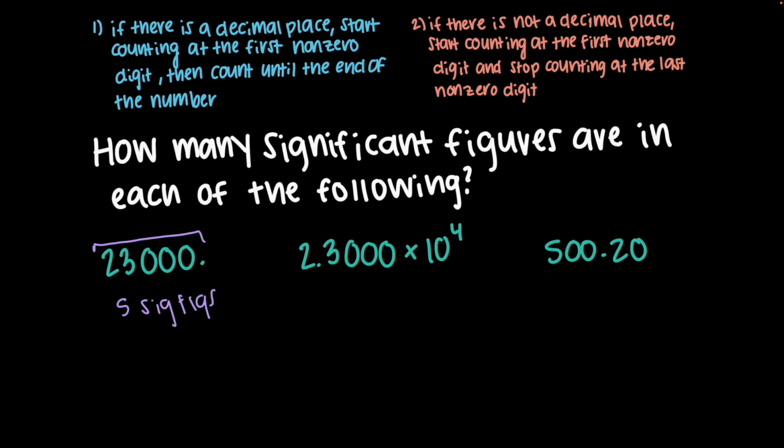For the next number, there is also a decimal place, so I'm going to start counting at the 2 and then keep counting until the end of the number. This value also has 5 sig figs. The last value also has a decimal place, so I'm going to start counting at the 5 and then keep counting until the end of the number.